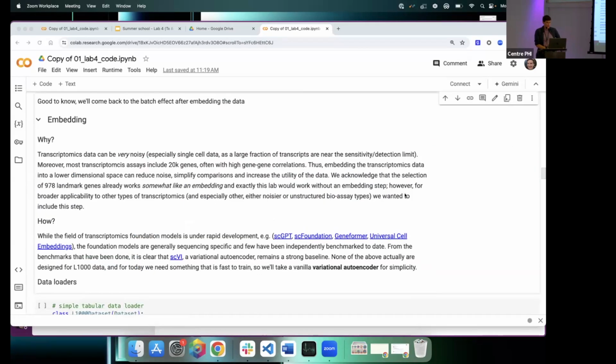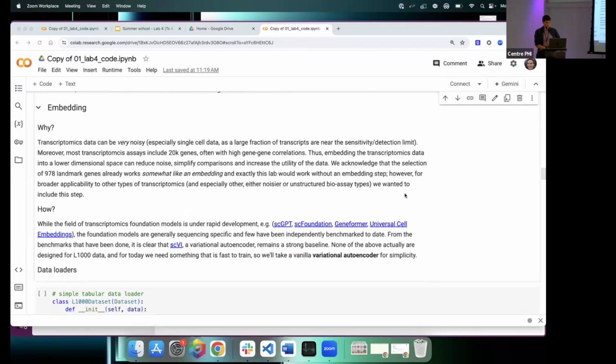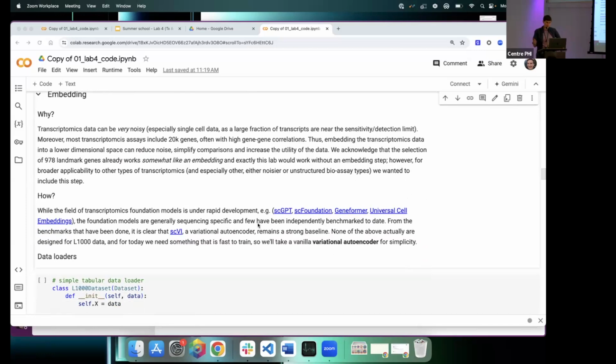Okay, again, we've chosen to take a variational autoencoder. I'm not saying this is the best possible way, but it's a good strong baseline. In particular, scVI is almost the good strong baseline for all sequencing data, but it is specific for sequencing. Thus, we're just going to train our own variational autoencoder and also keep it nice and small so it runs in a lab.